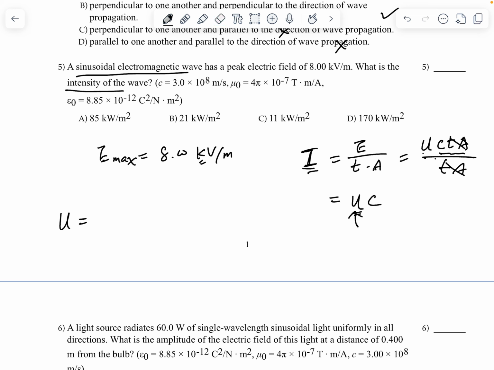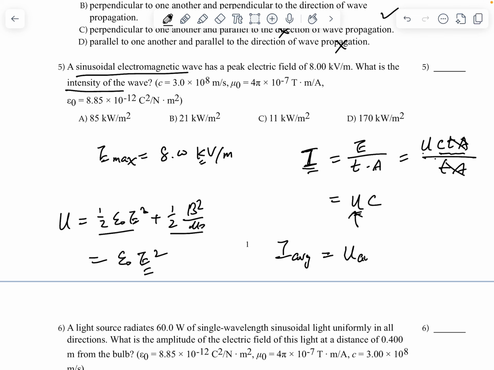So we know U, the instant energy density, equals 1/2 epsilon naught E squared plus 1/2 B squared over mu naught. Also, because the two terms are equal, this equals epsilon naught E squared. We have to look at the root mean square value, so we put in the root mean square value to figure it out. Average intensity equals U average times C.